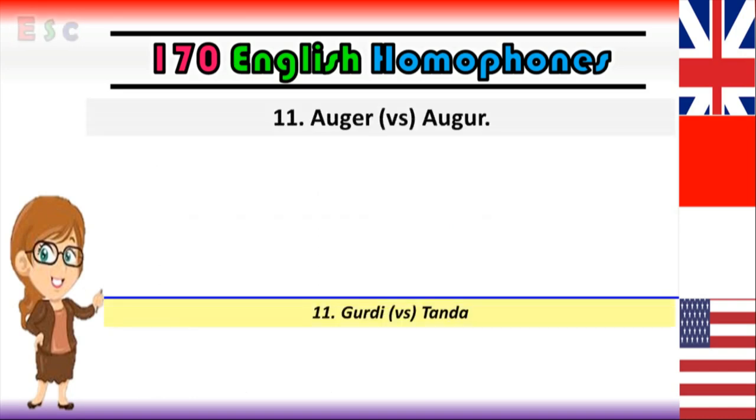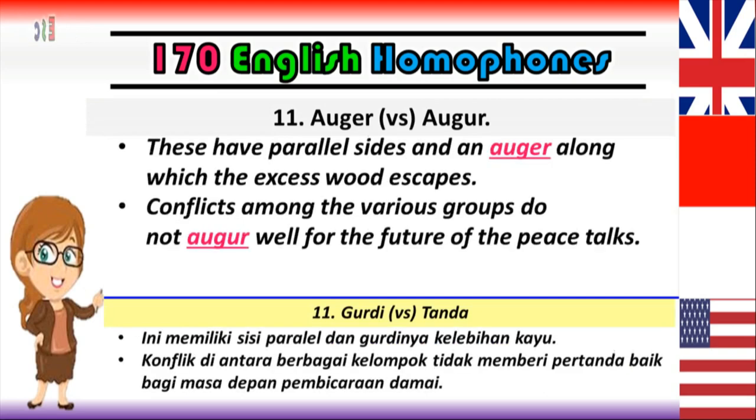11. Auger versus augur. Examples. These have parallel sides and an auger along which the excess wood escapes. Conflicts among the various groups do not augur well for the future of the peace talks.